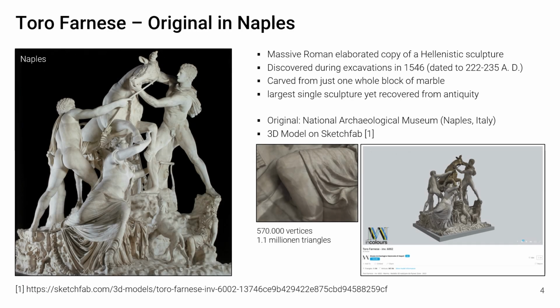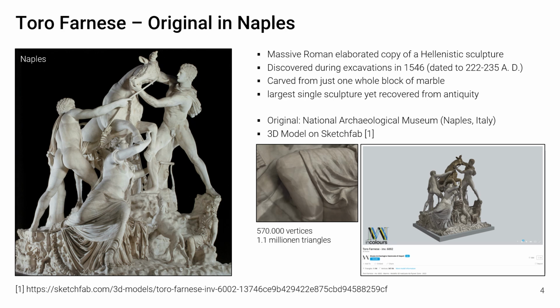Here we see the Toro Farnese, a massive Roman copy of a Hellenistic sculpture. It was discovered during excavations in 1546 and dated to 222 to 235 Anno Domini. It was carved from a single block of marble and is considered the largest single sculpture from antiquity to date. The original is in the National Archaeological Museum in Naples.